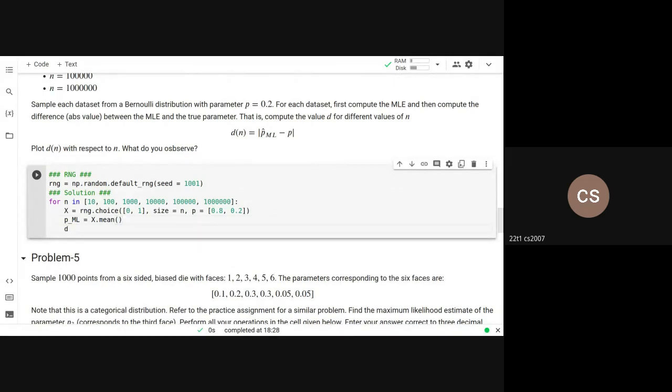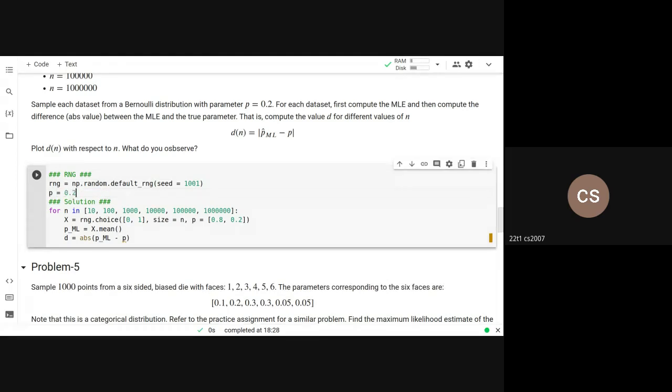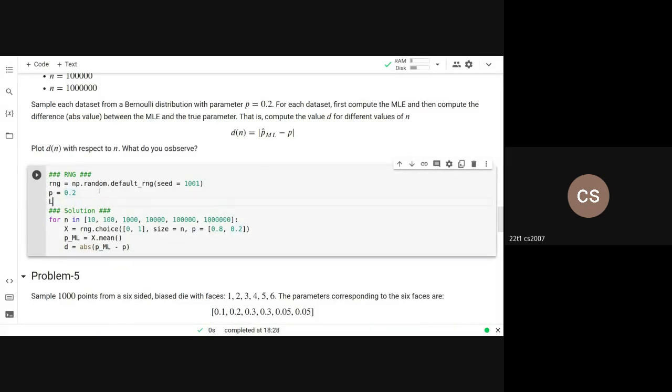Now the distance from the true mean, which is 0.2, and the estimate is the absolute value of p_MLE minus p. Let me write p here as 0.2. Okay, so far I think it's clear. If not, please stop me.